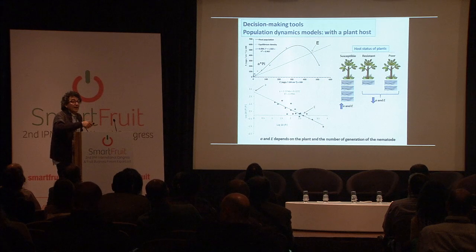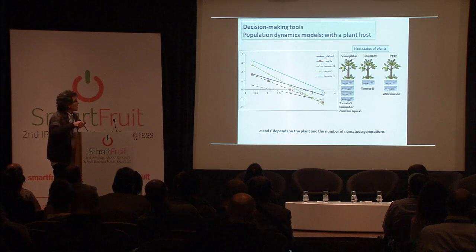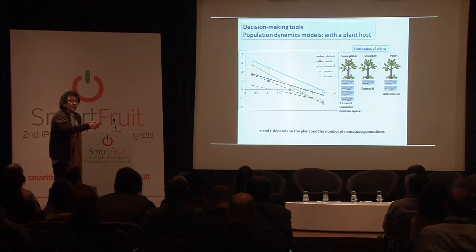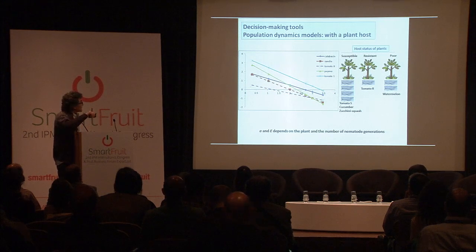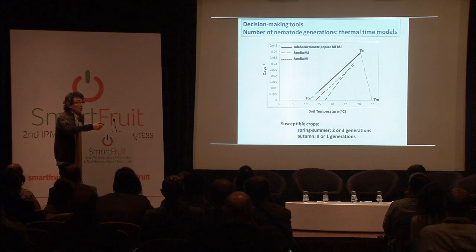A and E values depend on the plant and the number of variations or generations that the nematode goes through during the cultivation. We have tomato, cucumber, courgette, and watermelon, and these have been charted onto the graph in relation to the values that I've just mentioned. In the unbroken line, you see tomato, cucumber, and courgette, which are more problematic. And then the broken line is watermelon and resistant tomato, where there are low rates of multiplication and a low rate of balance also.